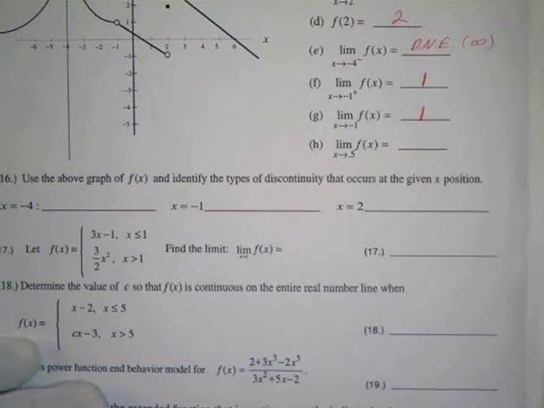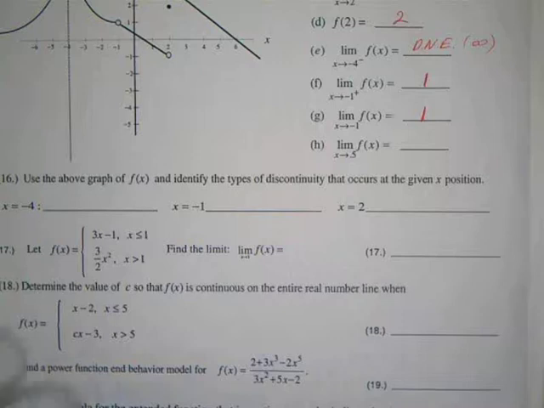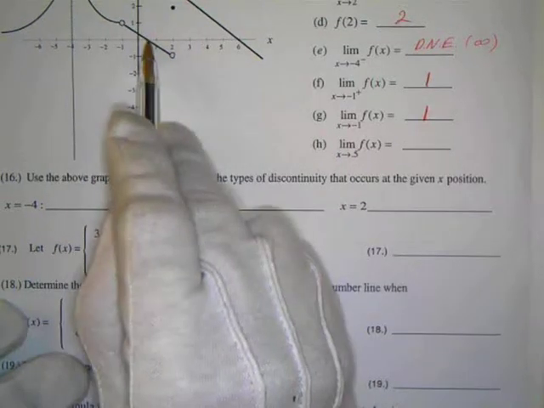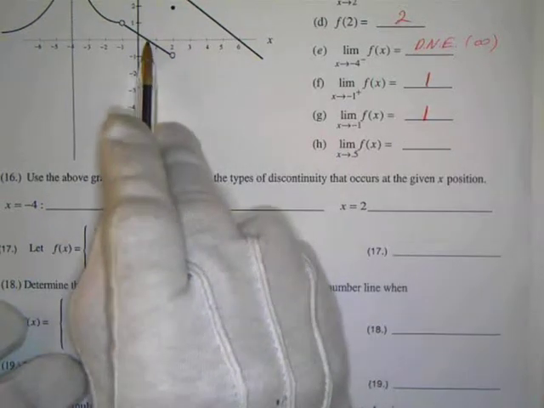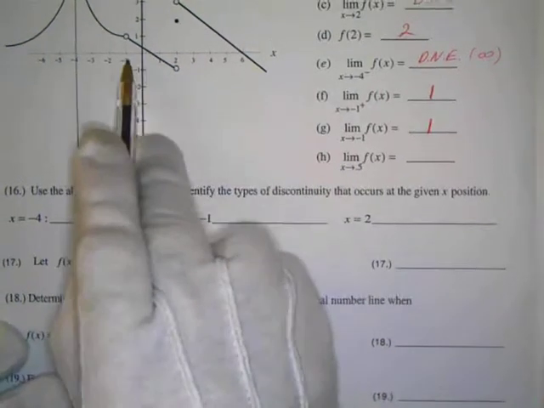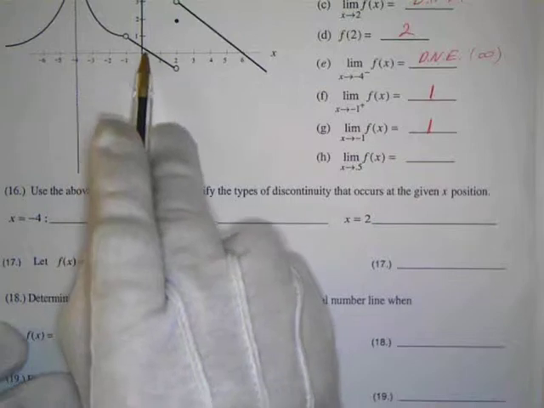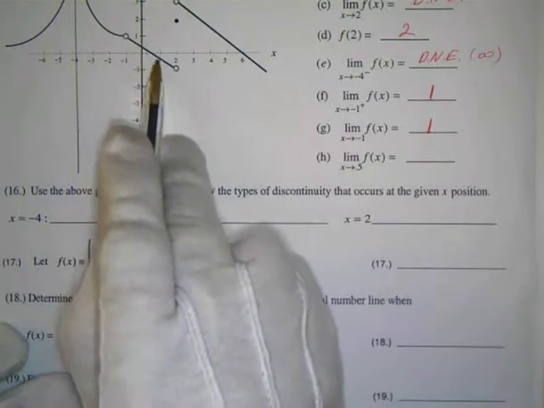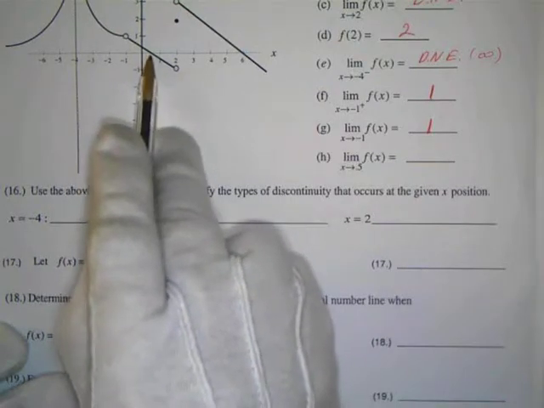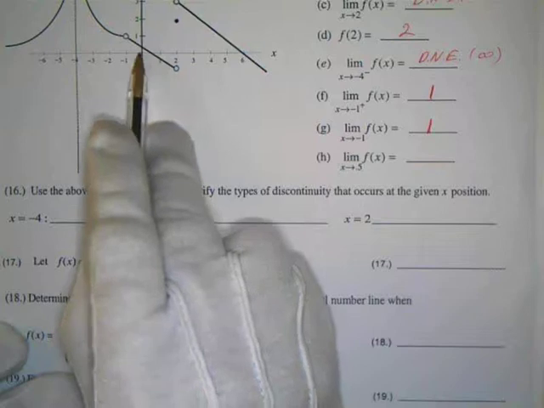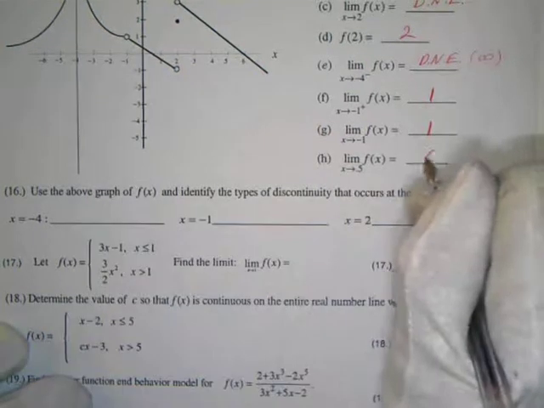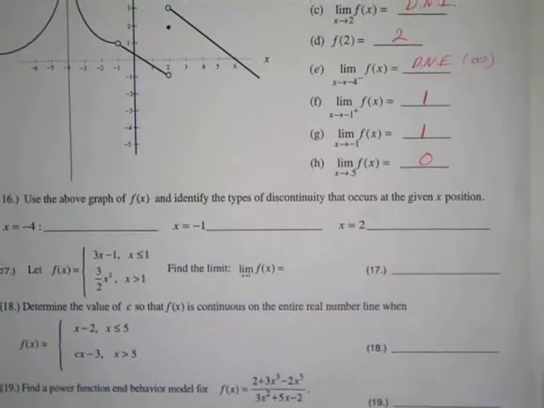And what's the limit of f of x as x approaches 0.5? Well, 0.5 here is right here. It looks like as x approaches 0.5, it's right in the middle here, right? It looks like my limit's going to be 0 because it's right in the middle. So that's okay.